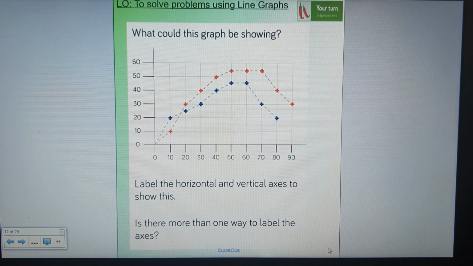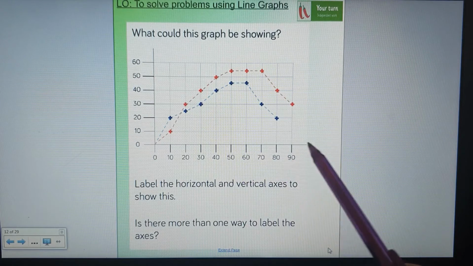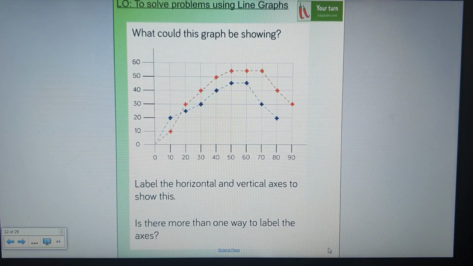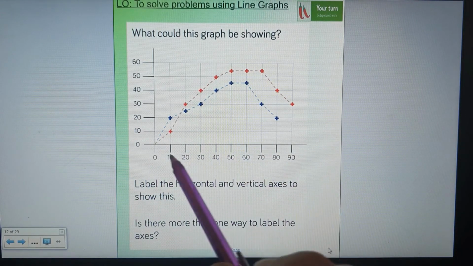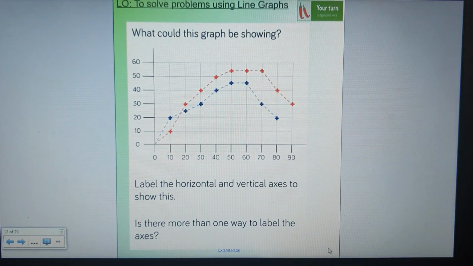So this is your turn. It says, what could this graph be showing? And we've got the axis with digits labelled, but no actual heading. So have a go at labelling both the horizontal, so this one across, this is always time, and the vertical, so what it's measuring, and you can make up what it shows. It says, is there more than one way to label the axis? Just to have a little think, okay? Have a little go at that now.